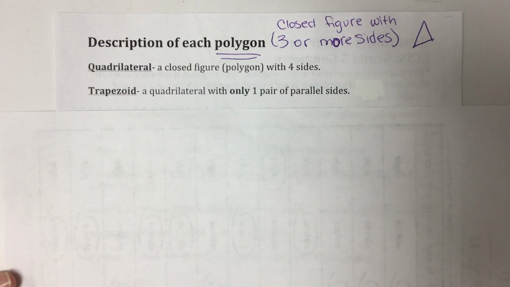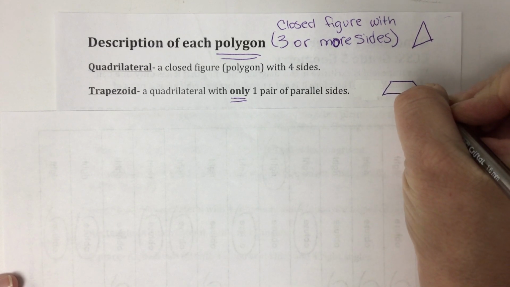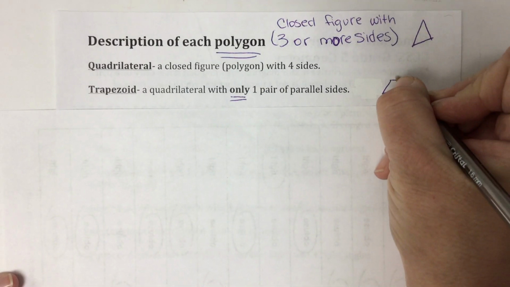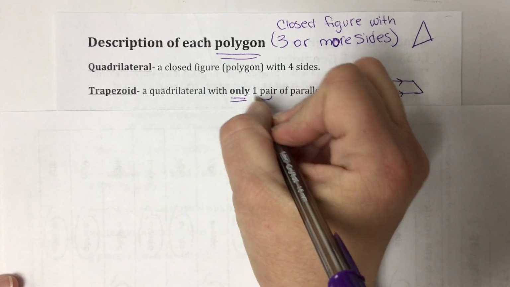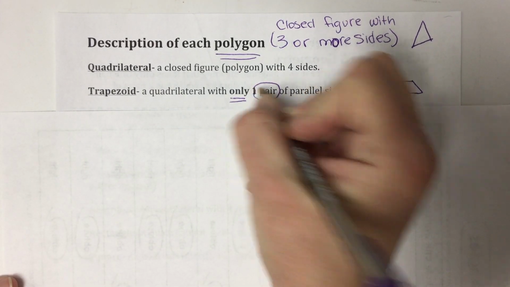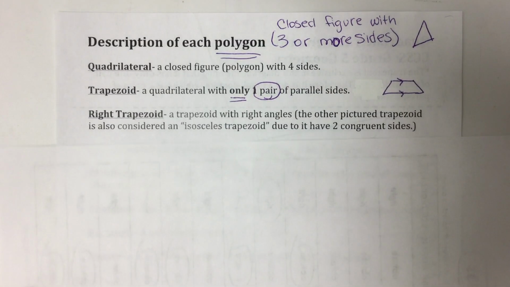First up is the trapezoid. It is a quadrilateral because it has 4 sides, but it only has 1 pair of parallel sides. So a regular trapezoid looks like that. That means this side is parallel to this side. Now, we don't say 2 parallel lines. We say 1 pair. We don't say 2 sides. So be looking for that because they will try to trick you. Trapezoid is 1 pair of parallel sides.